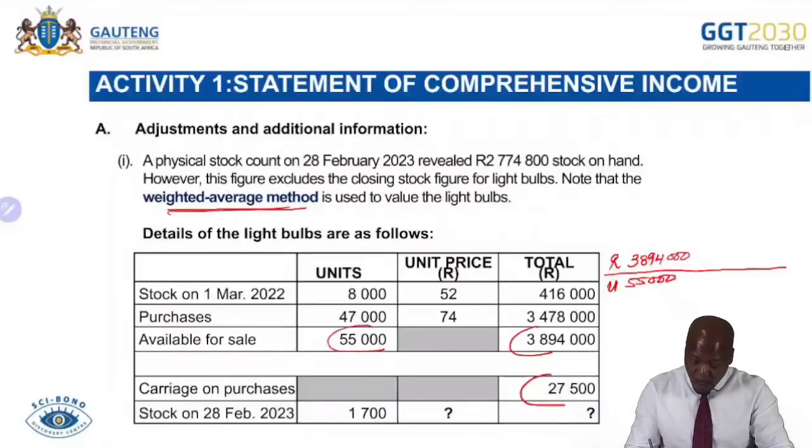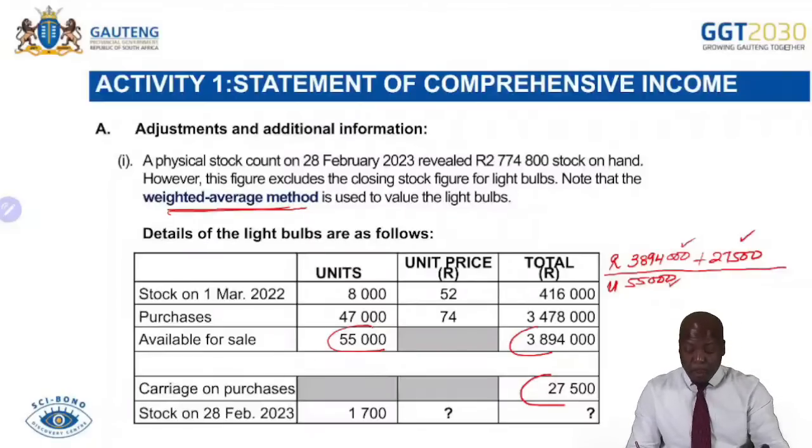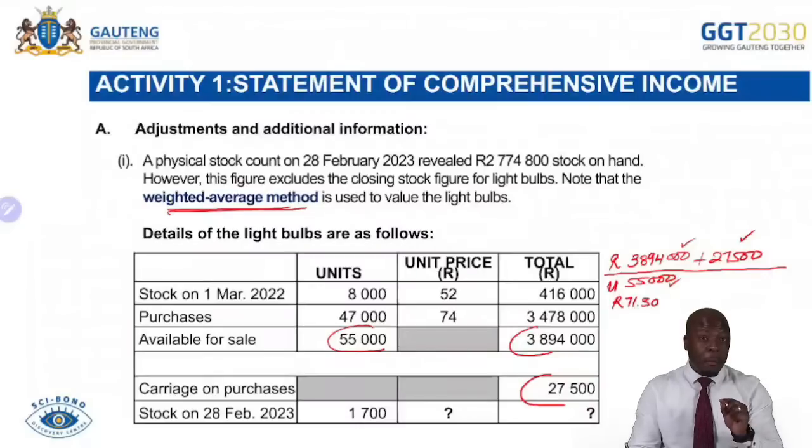So I'll add my carriage. I'll say plus my 27,500. That is my carriage. Once I add this and that, and I divide it by that, it should give me the average price per unit. So if we punch this in our calculator, you will realize that we'll end up with 71 Rand 30. This becomes the average price per unit.